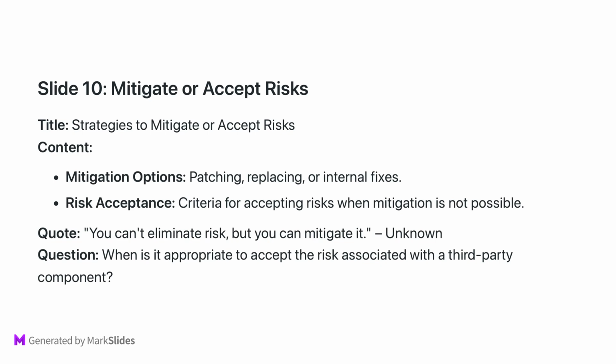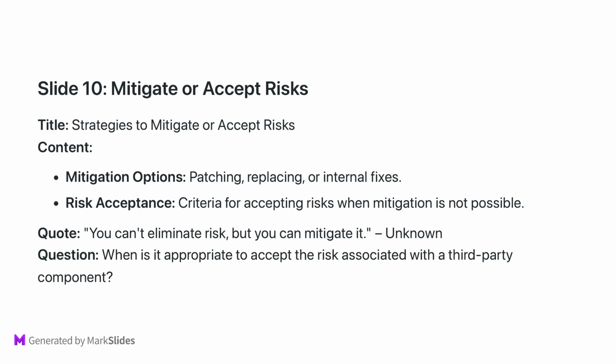For instance, if you identify a security flaw in a software library, you might choose to patch it by updating to a newer version, or you might decide to replace the library entirely with a more secure alternative. Internal fixes are another avenue where your team develops custom solutions to address the risk.